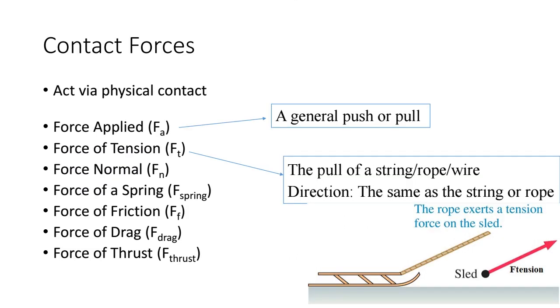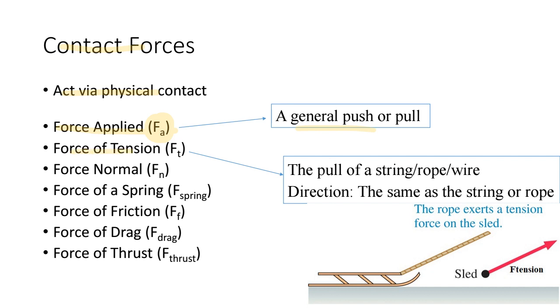There are two major categories of forces: contact forces, which act via physical contact, and field forces, which act at a distance as part of a gravitational field or an electric field or a magnetic field. So we're going to start off with contact forces, which act via physical contact. The first of which is just the generic force applied. You can see it represented as F for force, little a for applied, and that's just going to be a general push or pull.